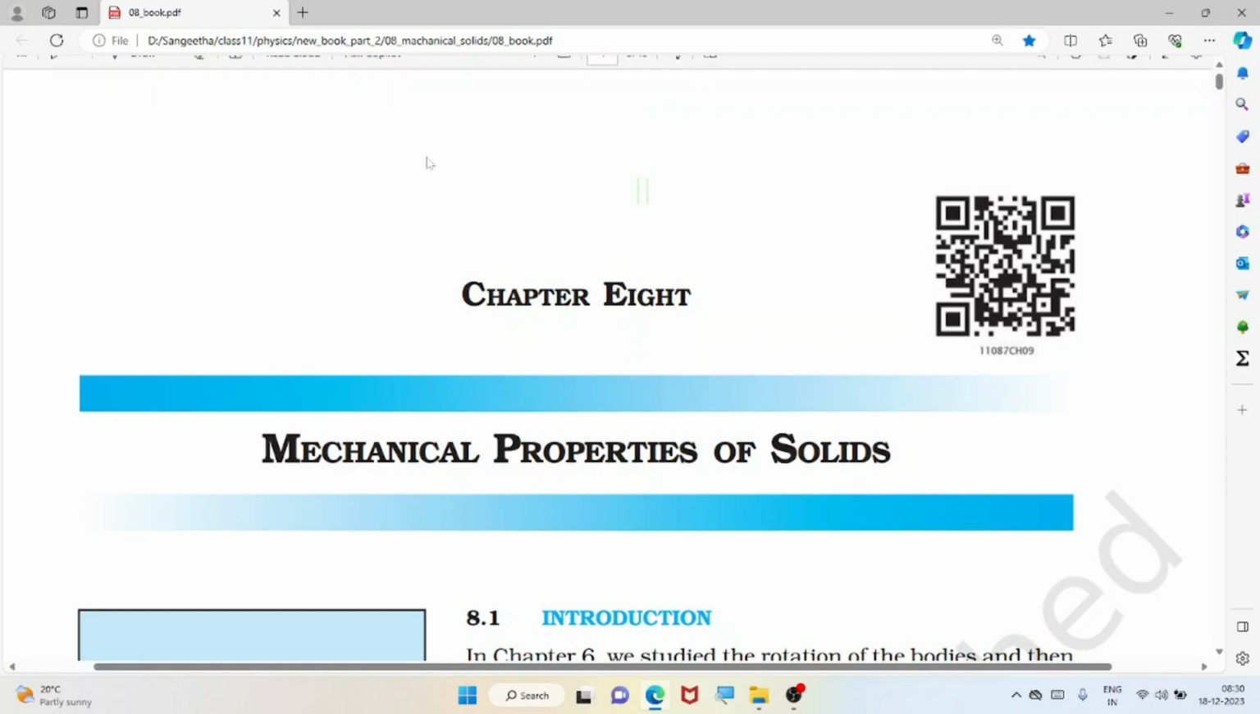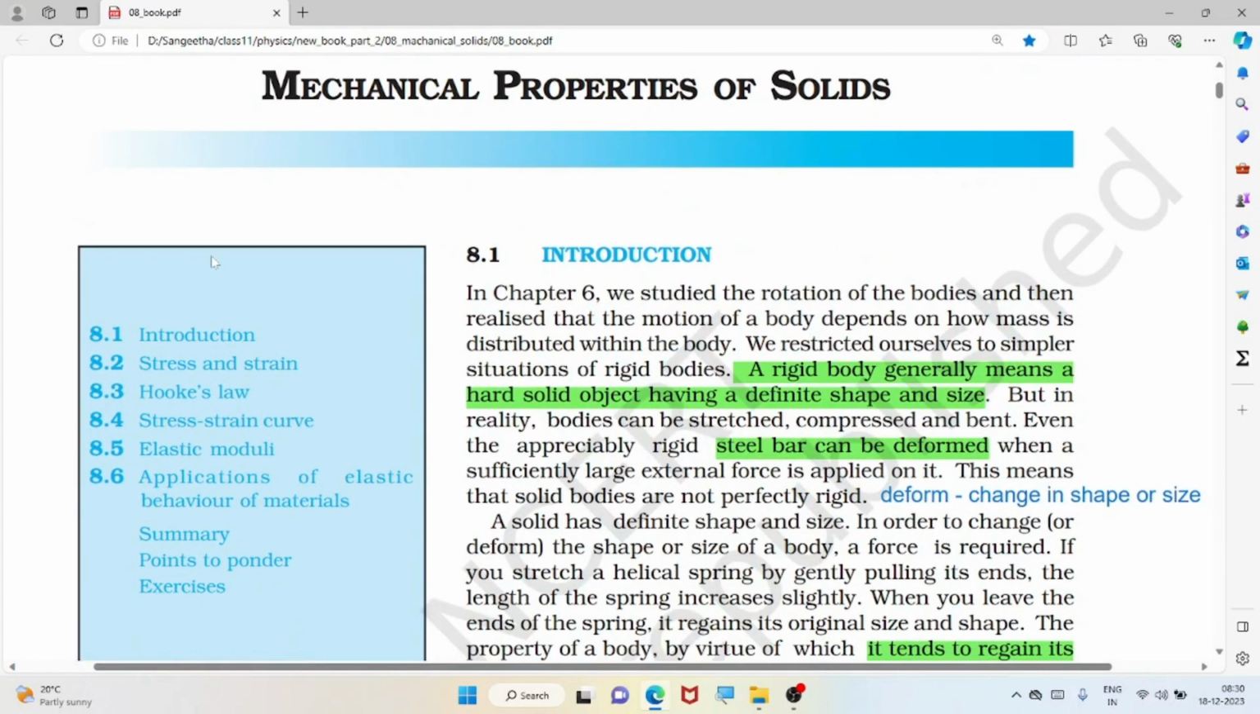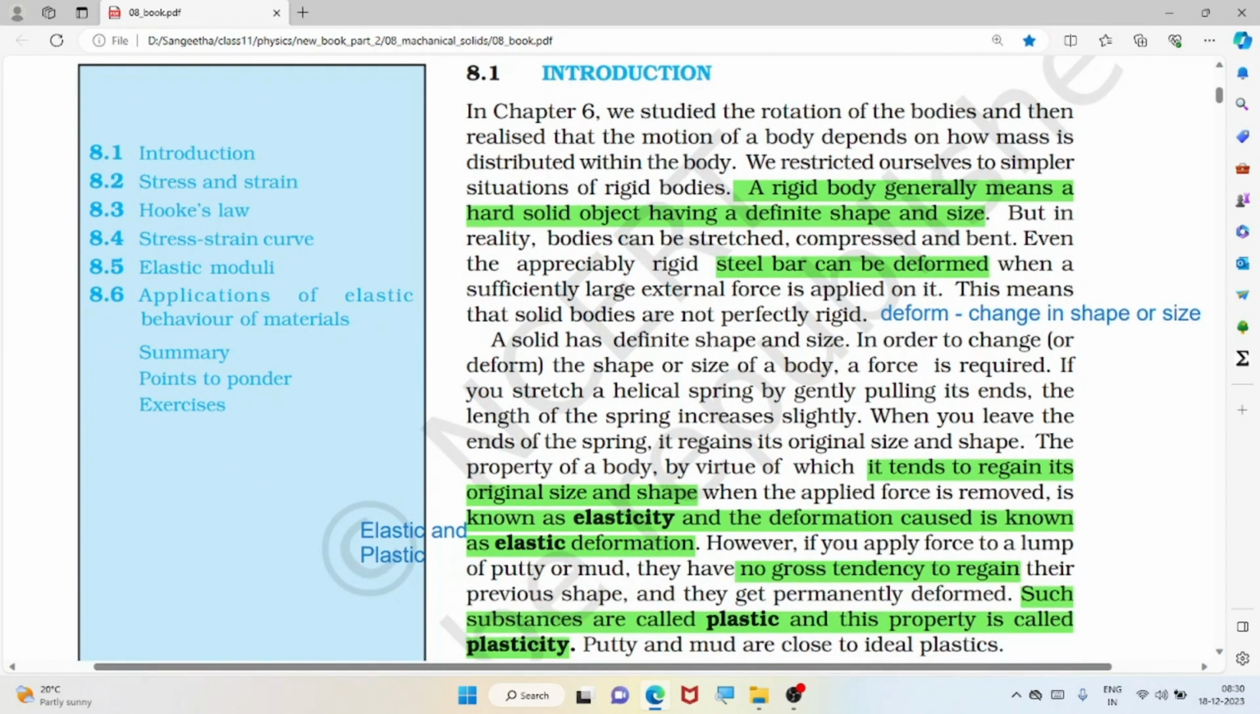Okay, we will go through some important points in the class 11 physics chapter 8, mechanical properties of solids. So what is deforming? Deform means there will be a change in the shape or size of the material.